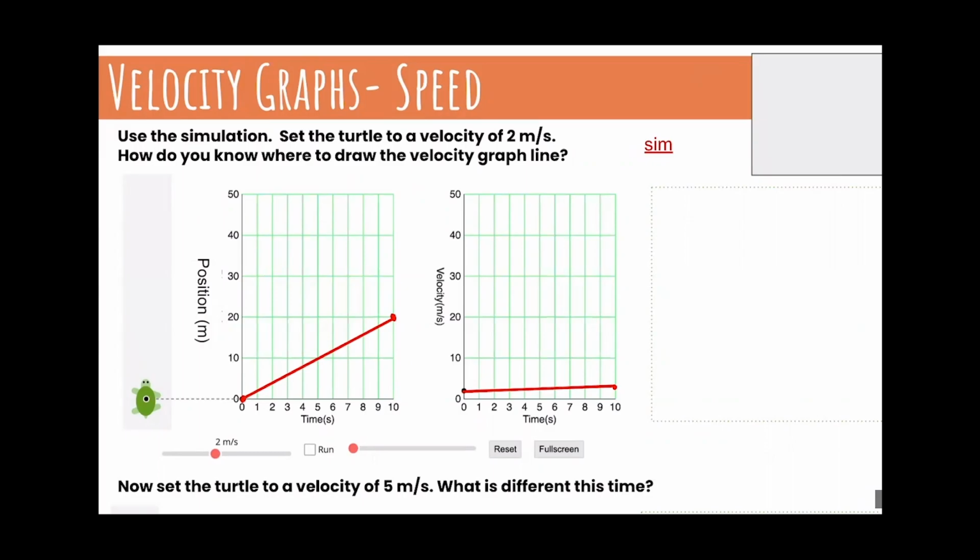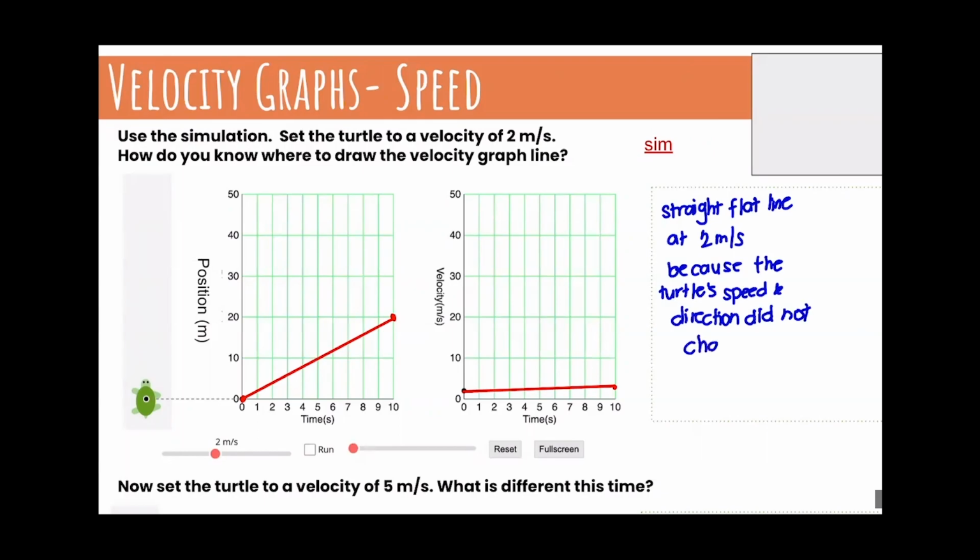And so we know to draw a straight flat line at 2 meters per second, because the turtle's speed and direction did not change and stayed the same. Okay, and that's for the first one.